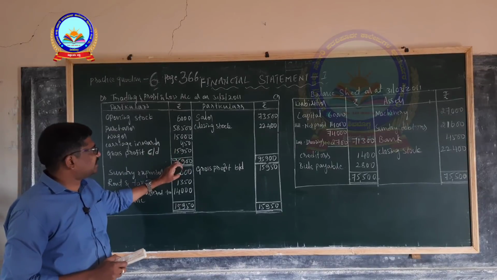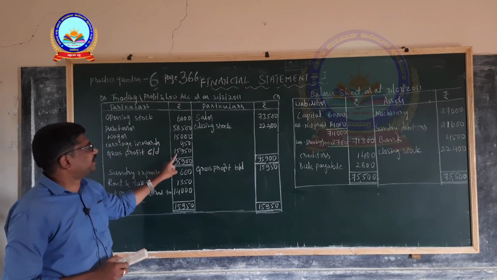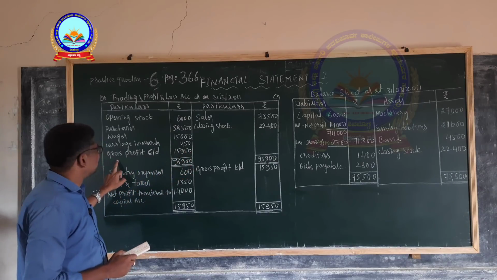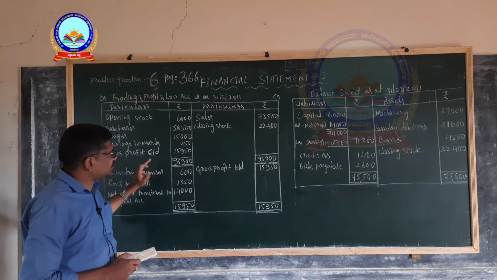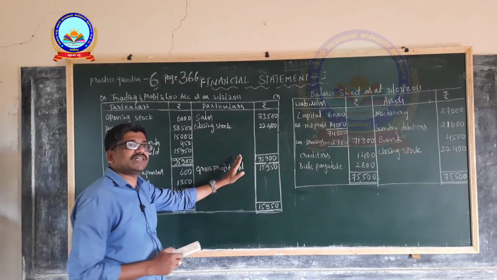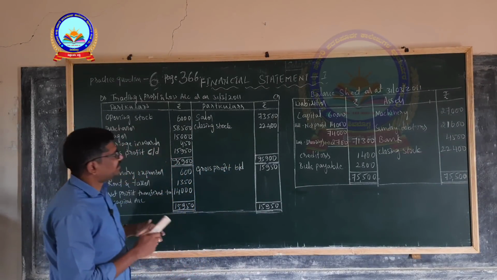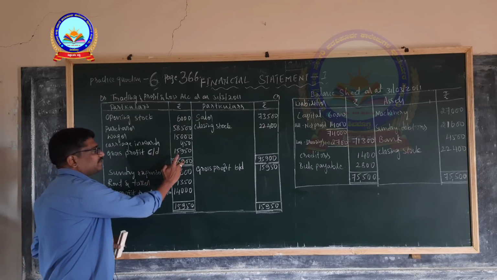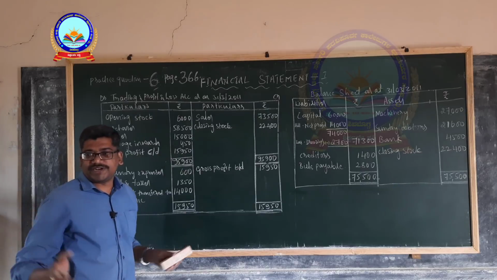Make the balance; the difference is called a balance, and the difference is 15,950. It is the gross profit carried down. As this problem shows us that revenue is higher than expenses, the resultant figure is gross profit, that is 15,950. Have you completed? Yes.